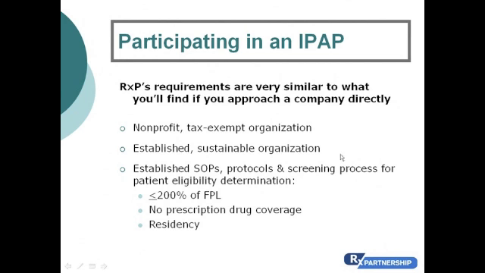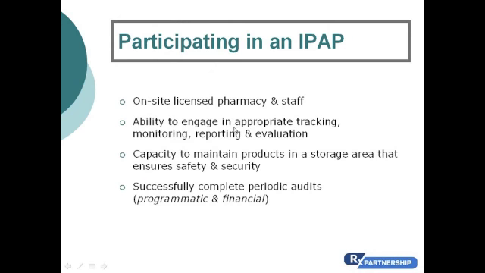For us, it's a Virginia residency piece, but for a lot of pharmaceutical companies, that percentage of FPL may vary by the individual company, but certainly there are requirements for financial eligibility that you have to keep in mind. In terms of an IPAP, also having that on-site licensed pharmacy and staff, they're going to ask to see your pharmacy permit, your pharmacist in charge license. It's just sort of a paperwork piece each year to provide the updated copy of that.